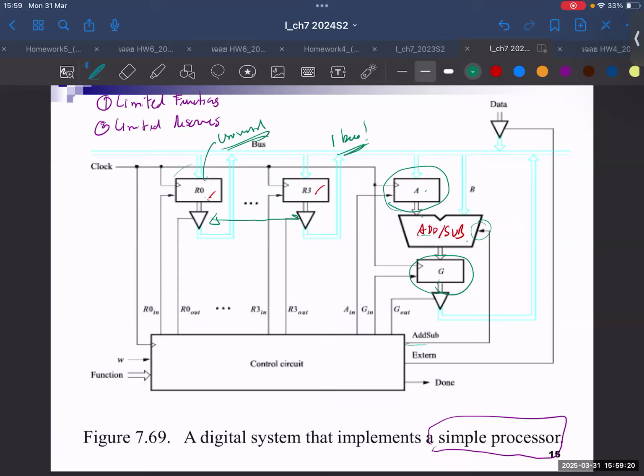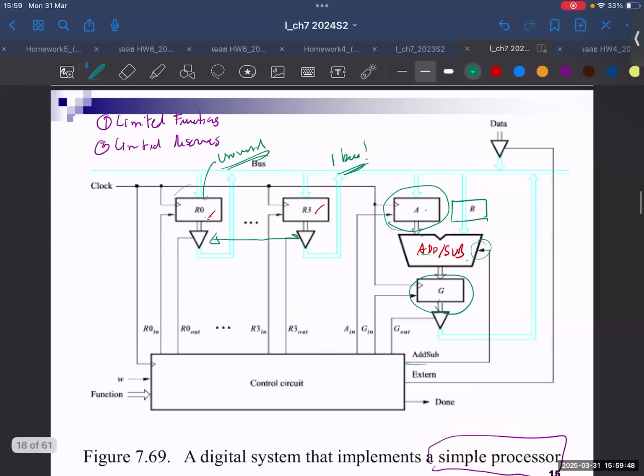And of course, you can have a choice of having B too, right? You can add a storage at B. But to save the resource, think about it. What happens if you have a register at B? You need extra clock cycles to store B first. Because if you don't have this storage B, you can just bring in the data directly from add sub.